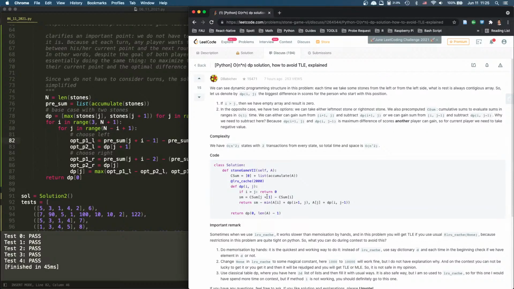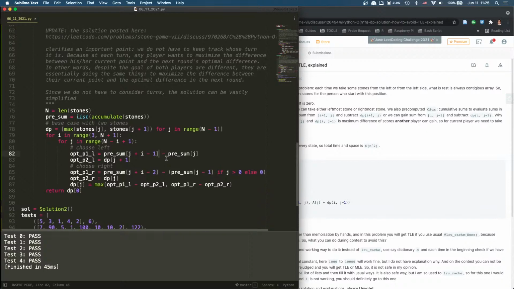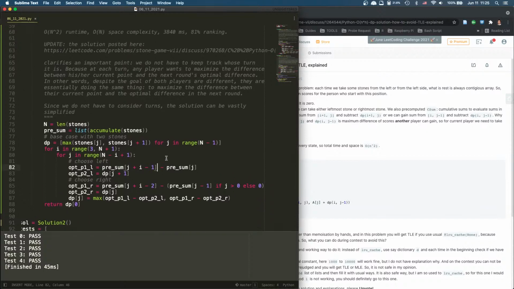Cumulative sum J plus 1 minus I. That's we pick I. So we always pick I. How we pick J? That's weird. Yeah, I don't want to think about it. You know, we have a good one. I just want to imprint this in my brain.